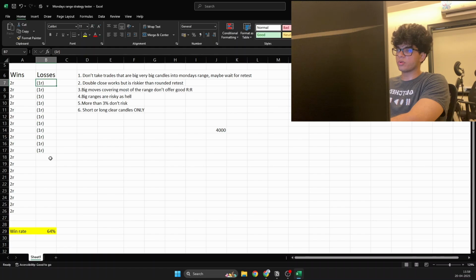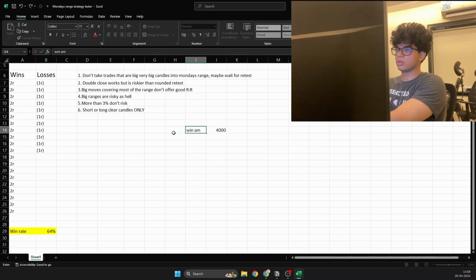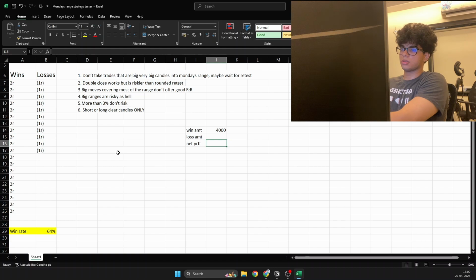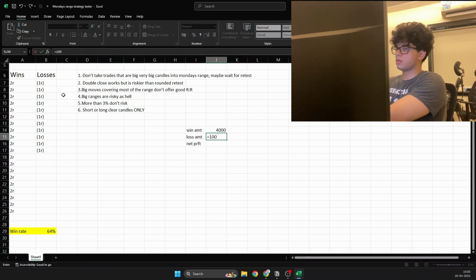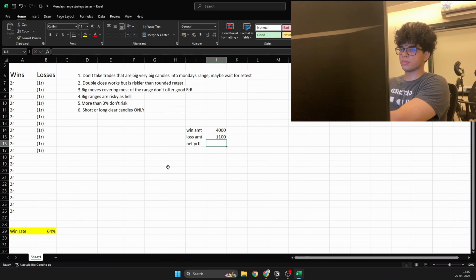And if you want to count this, these are the wins. Let's call it the win amount, the loss amount, and the net profit. So if you had 100 at 1 RR, 1, 2, 3, 4, 5, 6, 7, 8, 9, 10, like that. Right. So you would lose around this much money.